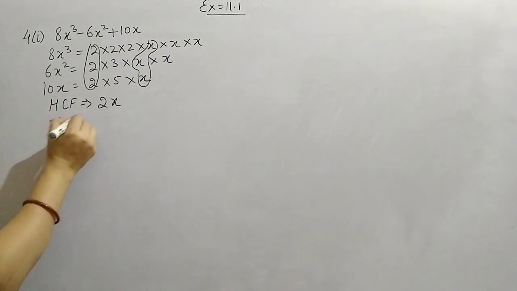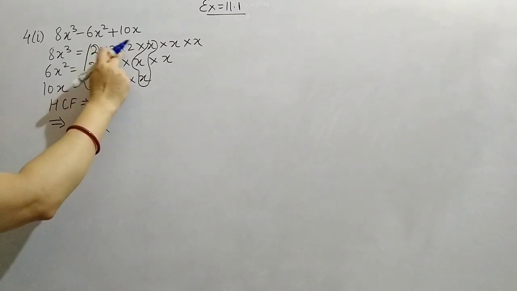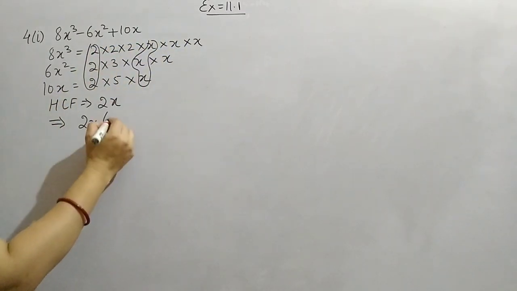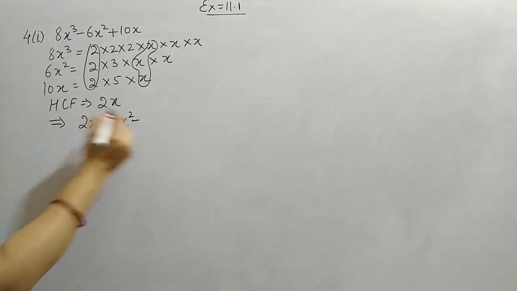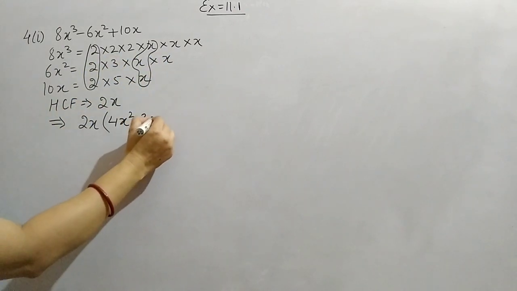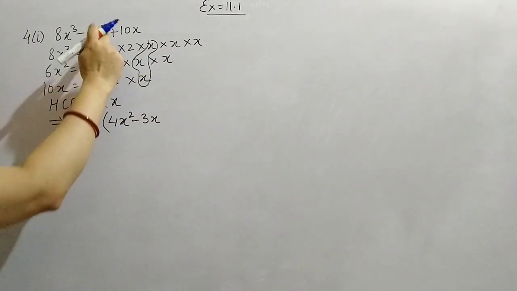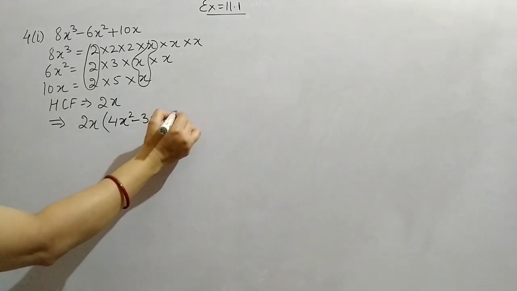So the factors will be here: 2x is the common term. From first term, 2 into 2 is 4, x into x, x square, so 4x square is left over. Then minus symbol. From second term, 3 and x is left over, minus 3x, then plus symbol. And from the third, we have only 5.